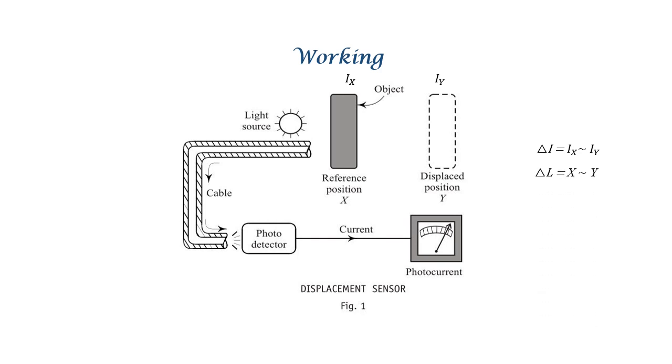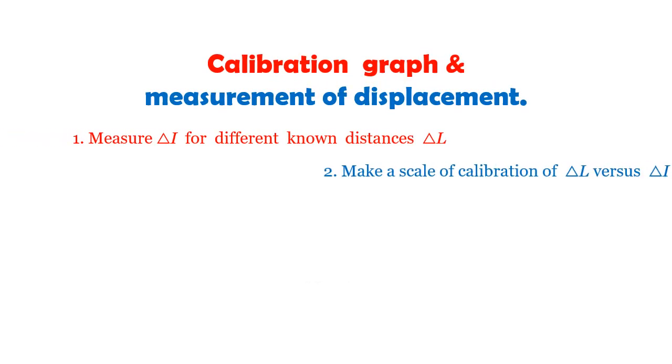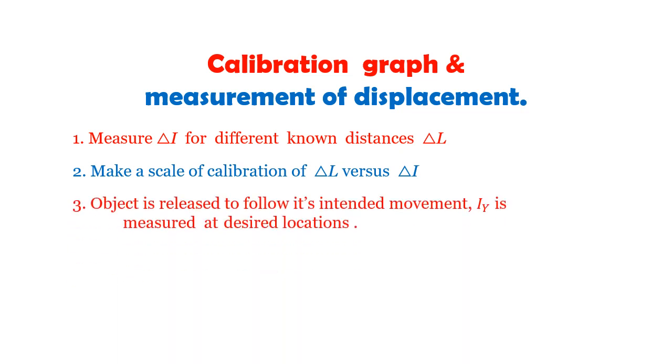Next is about the actual use. This arrangement can be used as a displacement sensor using the calibration graph, which is obtained as follows. It's simple. The value of delta I for different known distances delta L are measured, and then a graph of delta L versus delta I is made. That's the calibration graph.